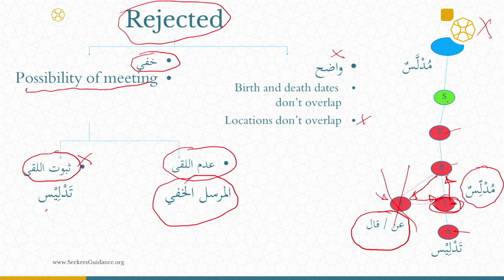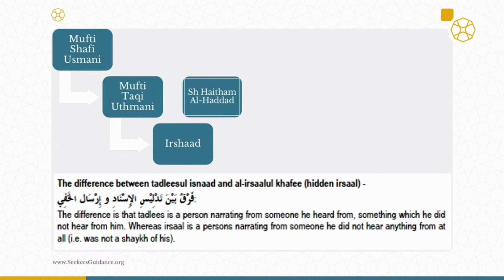There's no meeting. There's no established meeting or no established transmission. So again, I'm going to give you a contemporary example just for the sake of understanding, and that would be this one over here. So here you have this faqir, this weak one here.